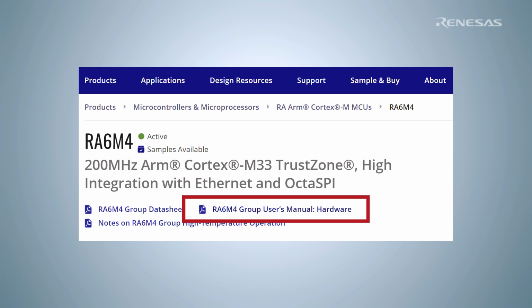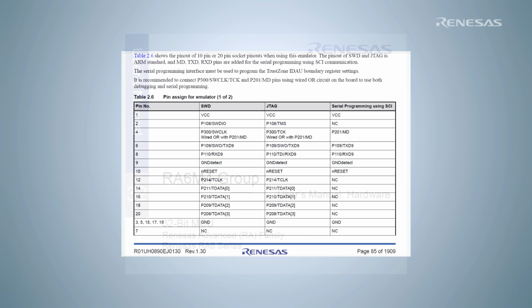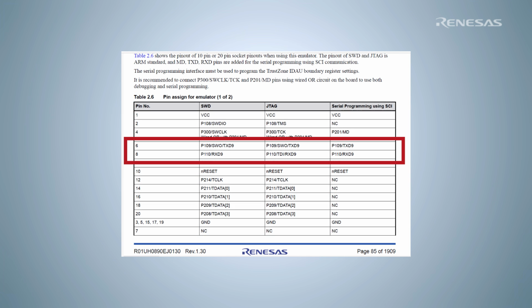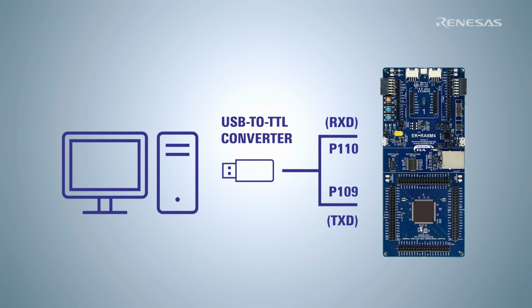We can start by looking into the user's manual for the MCU hardware and see that the TXD9 and RXD9 pins are at P109 and P110 for SCI programming. So, the RX pin of the TTL converter needs to be connected to pin 109 of the MCU board, and the TX pin of the TTL converter needs to be connected to pin 110 of the board.